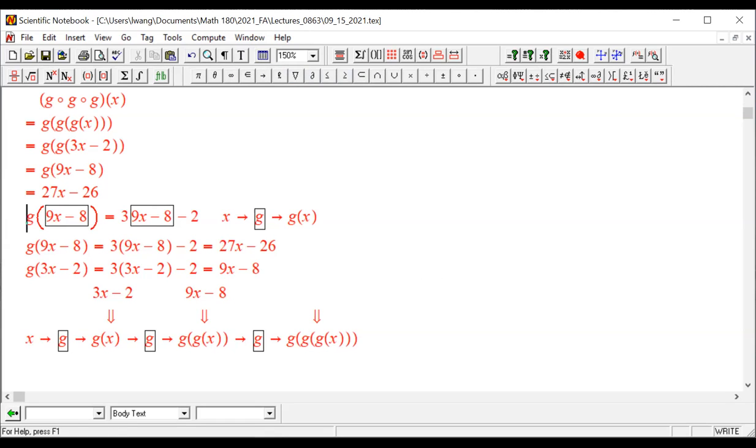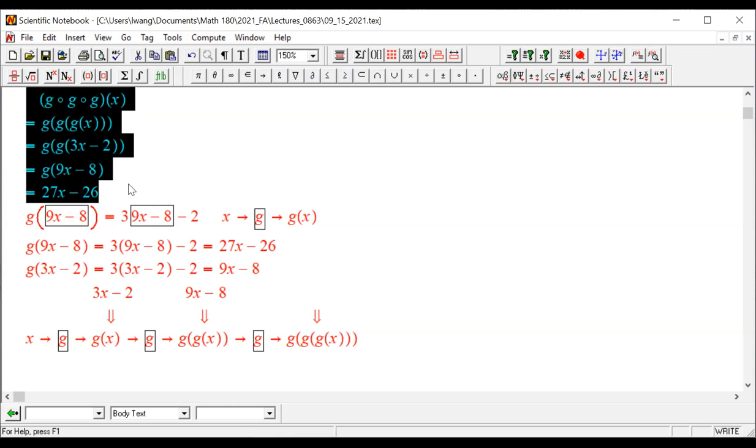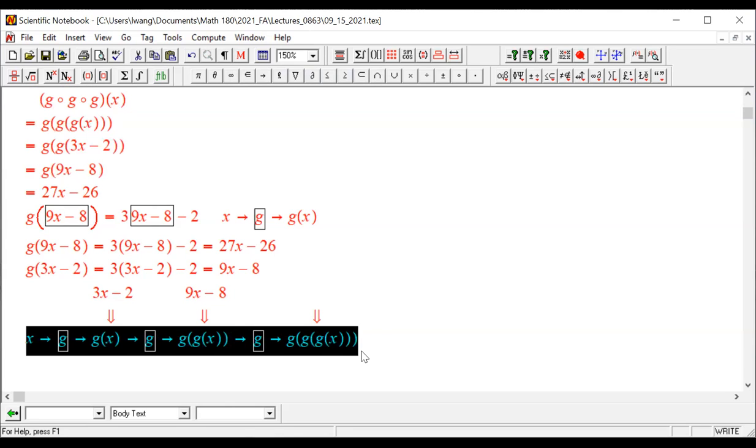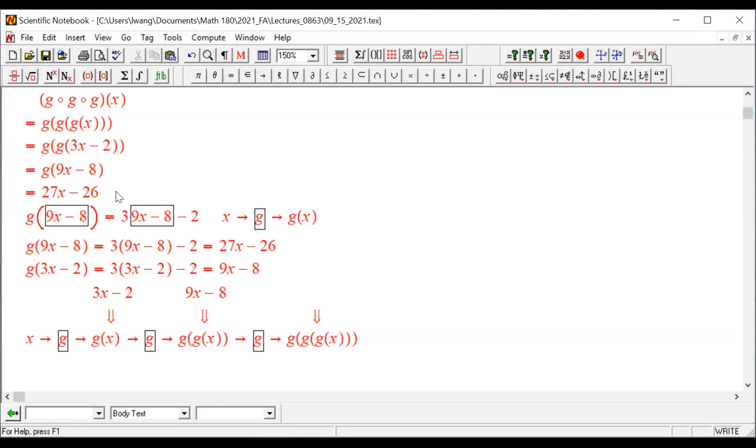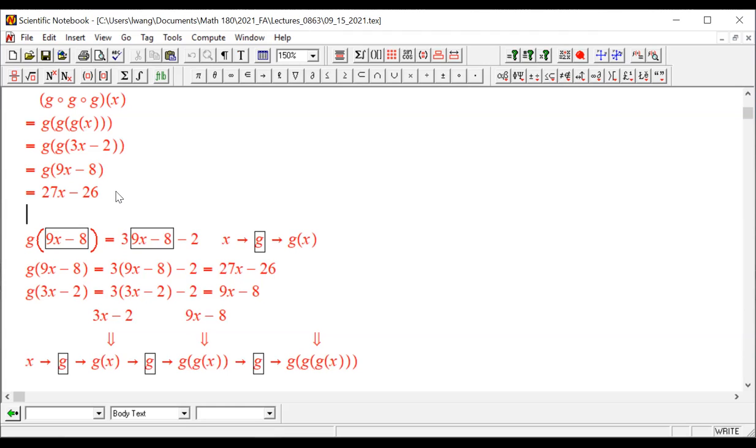This piece is the mathematical expression. This piece probably is a computer science expression, which is a flow chart. You can see the power of composition, right? The power of composition.